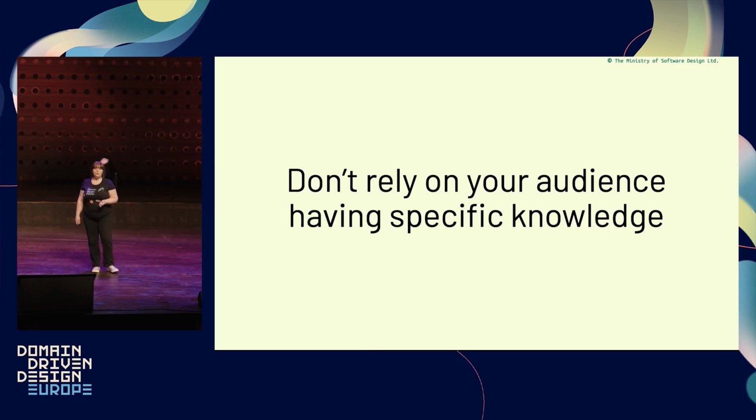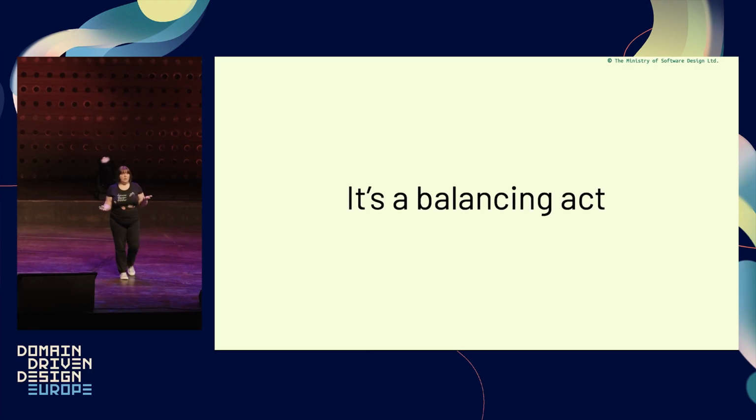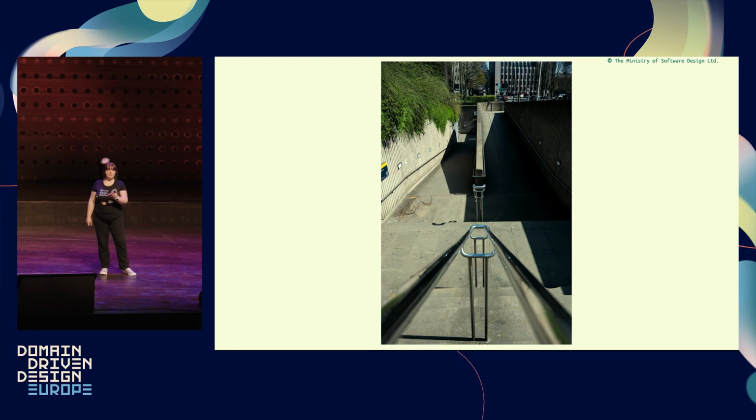So don't rely on your audience having specific knowledge. Now, really, this is going to be a balancing act because what you don't want to do is kind of annoy people by telling them things that they think are really basic and obvious. You can think of this a little bit as ramps and steps. We've got a ramp there which allows people to get up to the other top level, but there's also some steps because maybe people can use the steps and using them will be quicker or easier for where they want to get to.